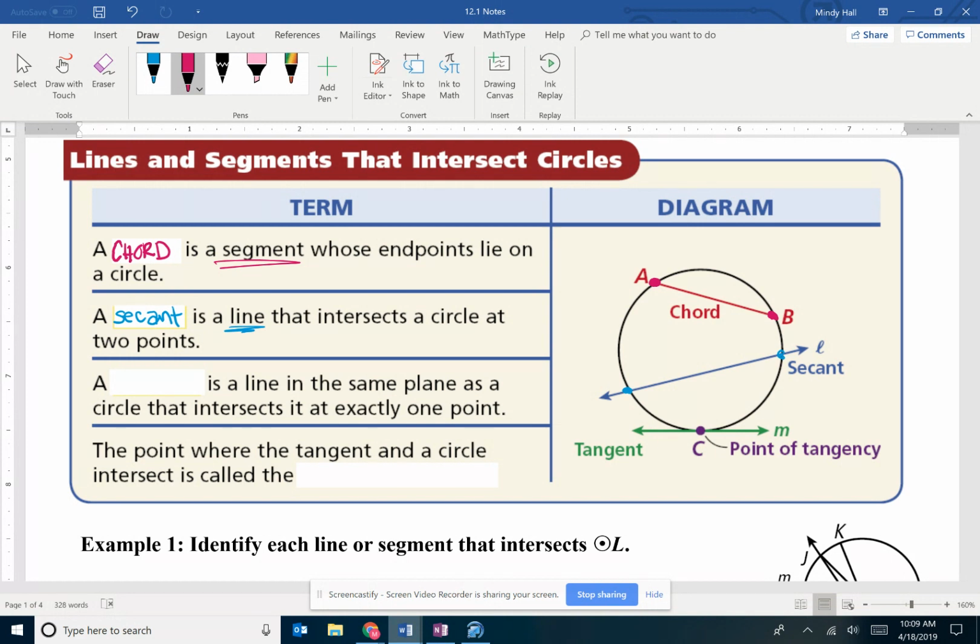The next one is a tangent, which is a line that is in the same plane as a circle and intersects at 1 point. So tangent. And then the point where the tangent and the circle intersect is called the point of tangency.